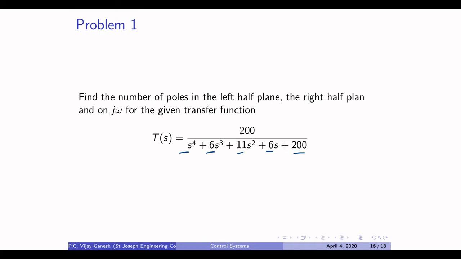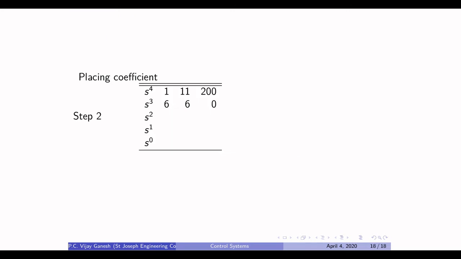Now we have to find the coefficients A0, A1, A2, A3 and A4. A0 is 1 here, A1 is 6, A2 is 11, A3 is 6 and A4 is 200. First, the S power 4 row and S power 3 row we have to fill. The rule says for S power 4: 1, skip S cube, then 11, 200, and the same thing will be there for us. The next step is to find B1, B2 and B3.